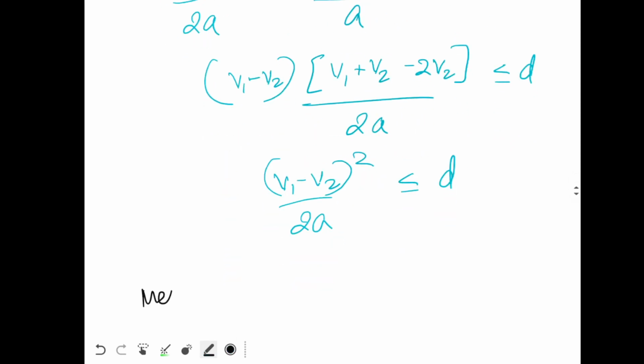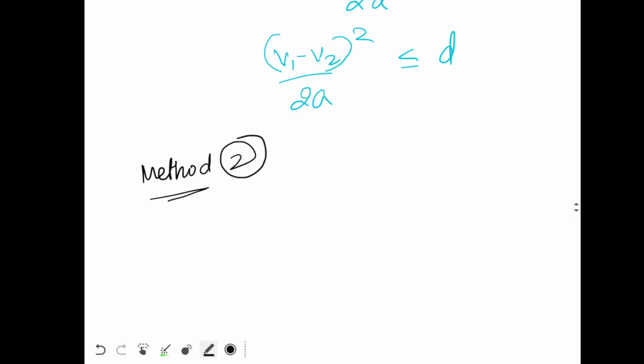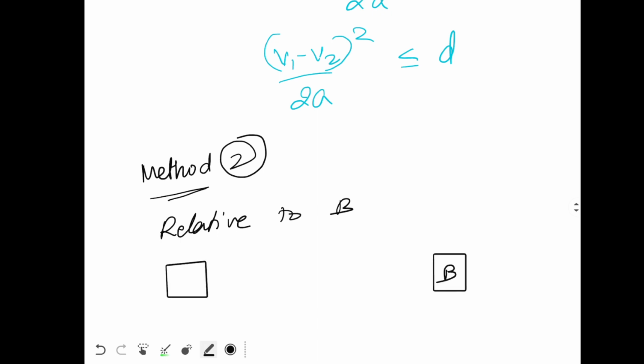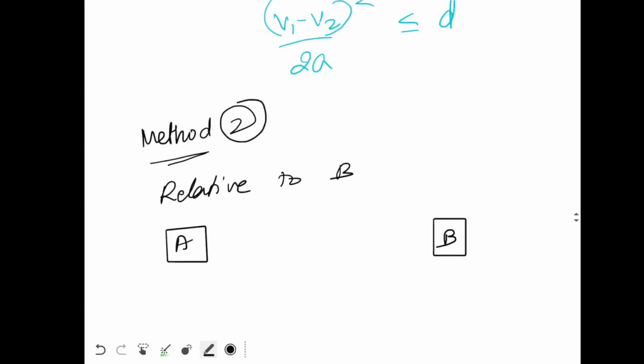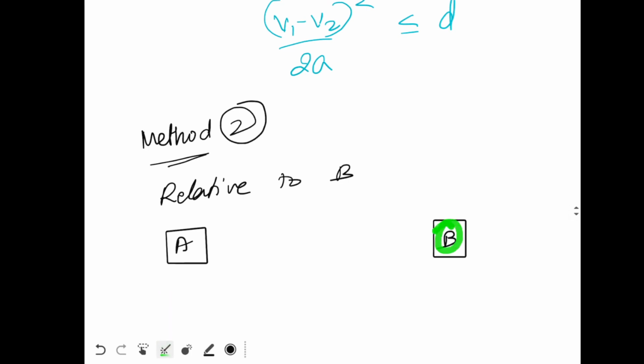Now let's look at method 2. This is based on relative motion. Relative to B, that is, we bring car B to rest, and with respect to car B, we are observing car A. When we are observing from car B, car B will remain at rest. When you are sitting inside the car, the car does not move with respect to you. You move with the car. With respect to you, the car remains at rest.